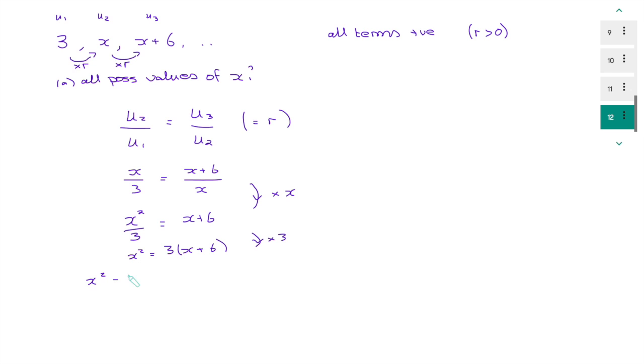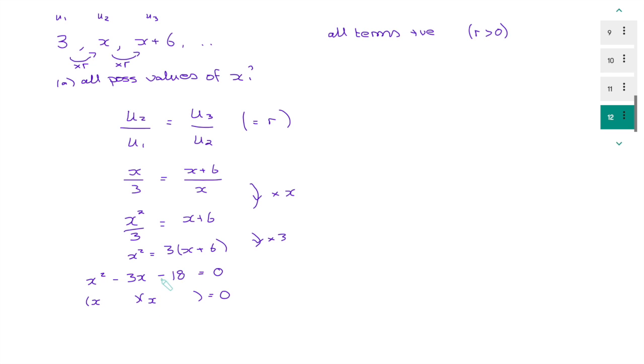So I'm going to have x squared, take away 3x, take away 18, which is 3 times 6, equals 0. So straight away you should be thinking to yourself, this is a quadratic equation, so I'm probably going to have 2 solutions for x. So let's first of all see whether we can factorise this.